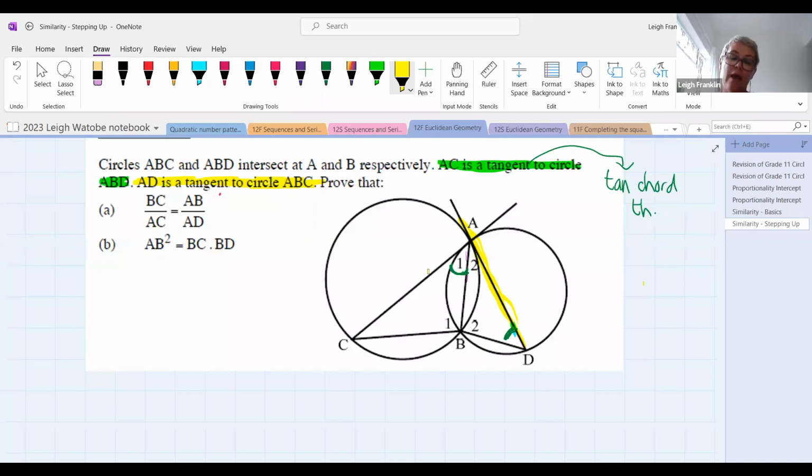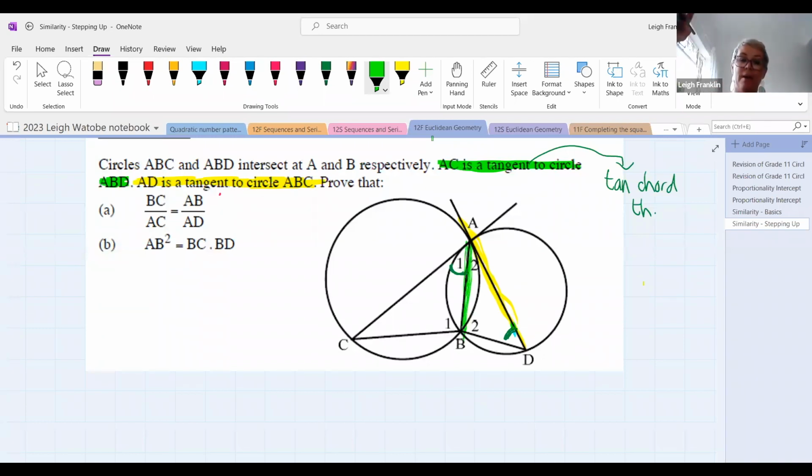Can you tell me which line is the important chord in this case for us to use tan chord theorem? Which line do you think is important here? Which chord do we think is important? If AD is the tangent and we're talking about circle ABC, which line do we think is the chord? That's it, Lucy. It's AB. Okay, it's AB. There we go, let's highlight AB.